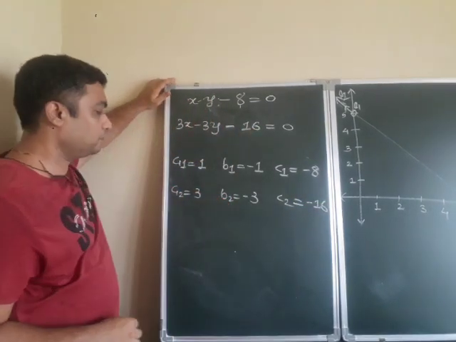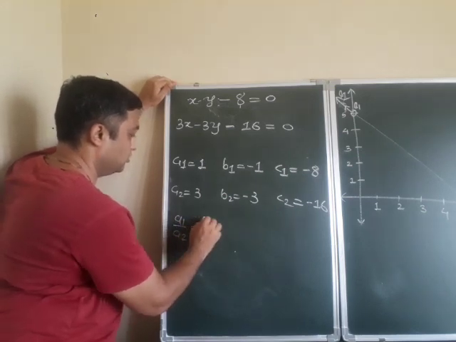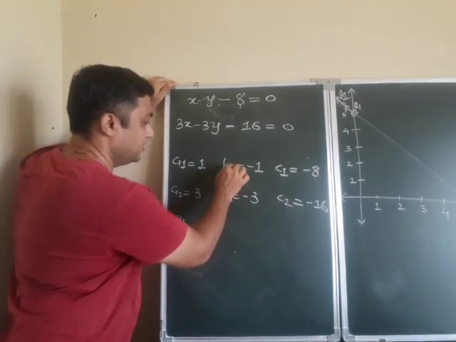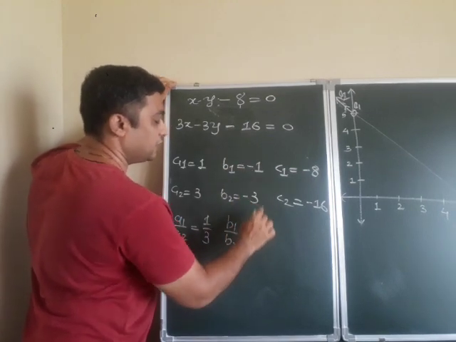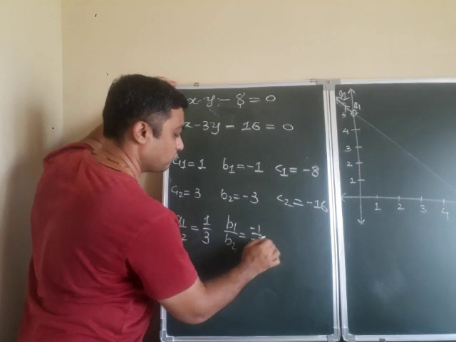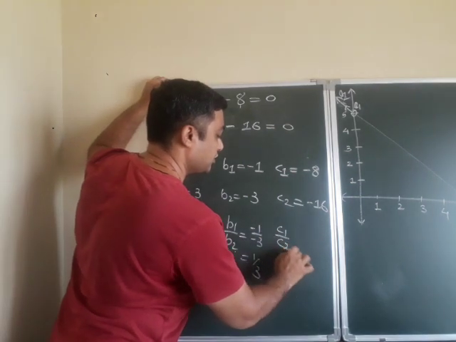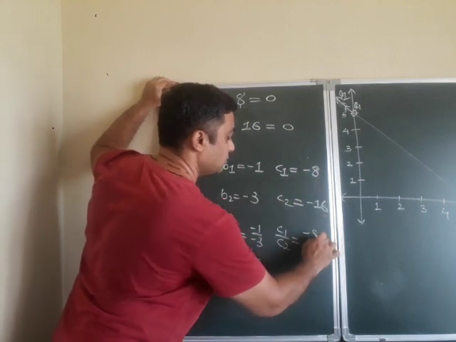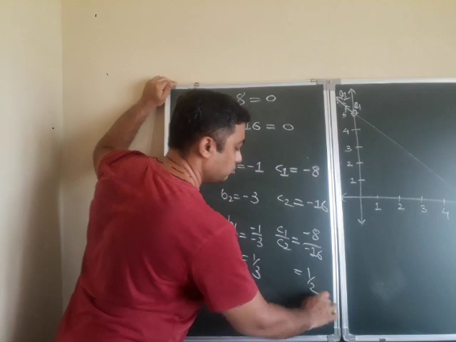So are you ready? Now check for a1 upon a2. So it is 1 upon 3. Check for b1 upon b2. It is minus 1 upon minus 3, so it is 1 by 3. And check for c1 upon c2. It is minus 8 upon minus 16, so it is 1 by 2.